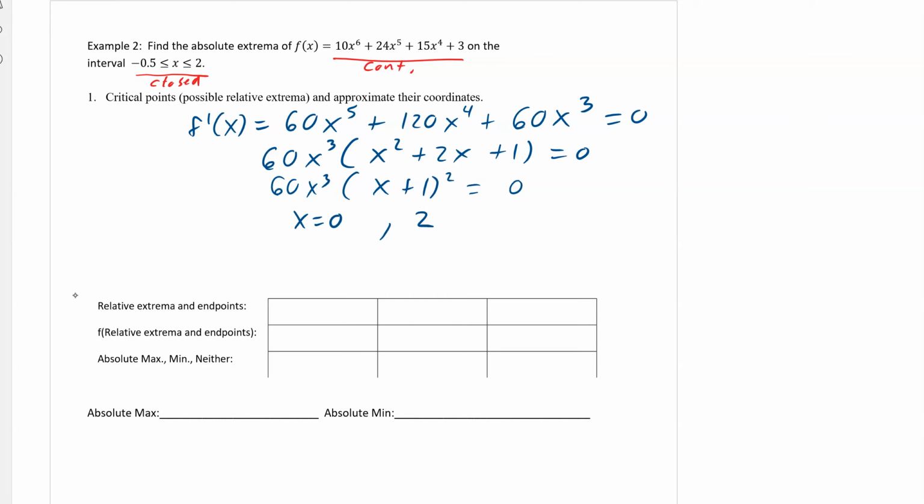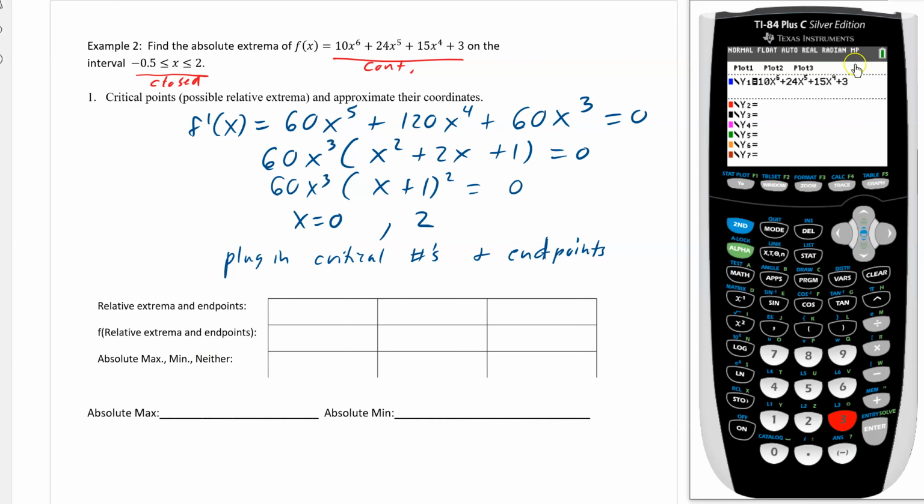And so what we're going to do now is plug in the critical numbers and endpoints. So I'm going to show you this graphically, why we do this. Take out your calculator, plug your function in, and then we have a closed interval. So you're going to go to your window and enter that interval in. So our x min is negative 0.5, and our x max is 2, and then we're going to hit zoom 0.